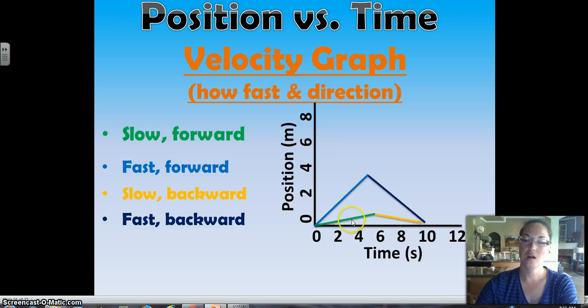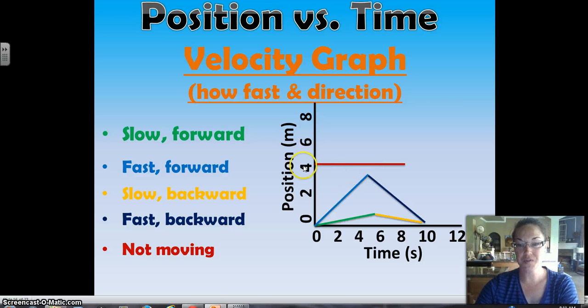And here, on this line segment, remember this one was the object going really fast and forward away from the reference point. Then this object also turned around and went back towards the reference point. But this time they're going back towards the reference point pretty fast because the slope of the line is pretty steep.